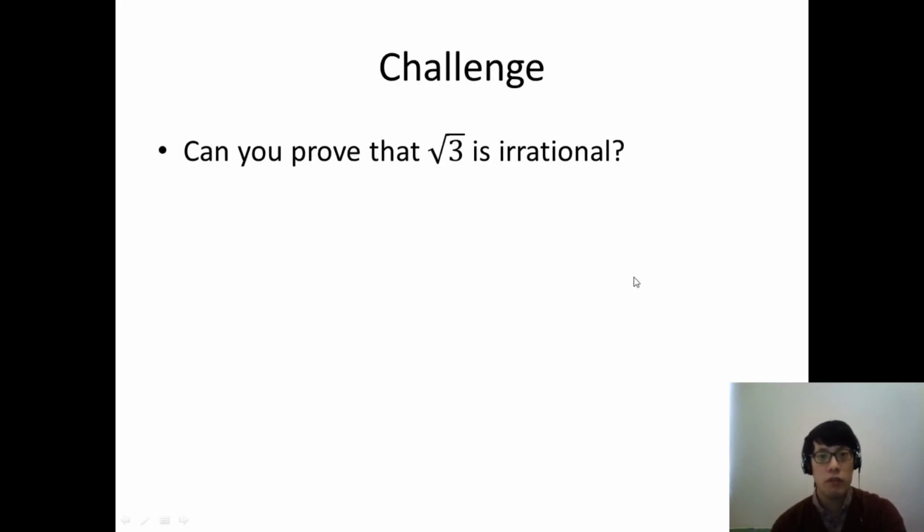So that's all for the proof that root 2 is irrational. Now can you try and prove that root 3 is also irrational?